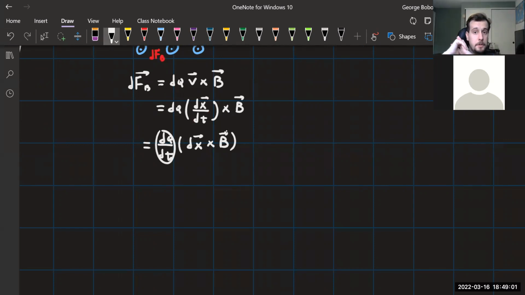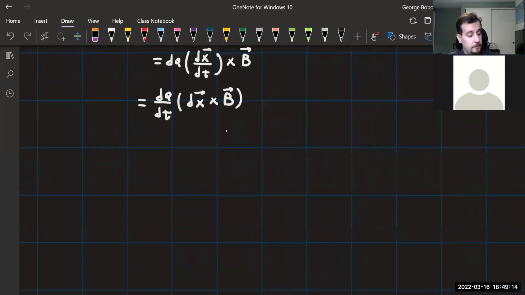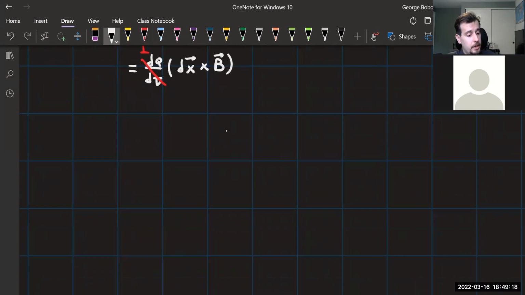A change of charge over the course of time. What is this quantity defined as? How much charge? Yeah, the current. That's the current. So you have I over here, and then your equation becomes this.